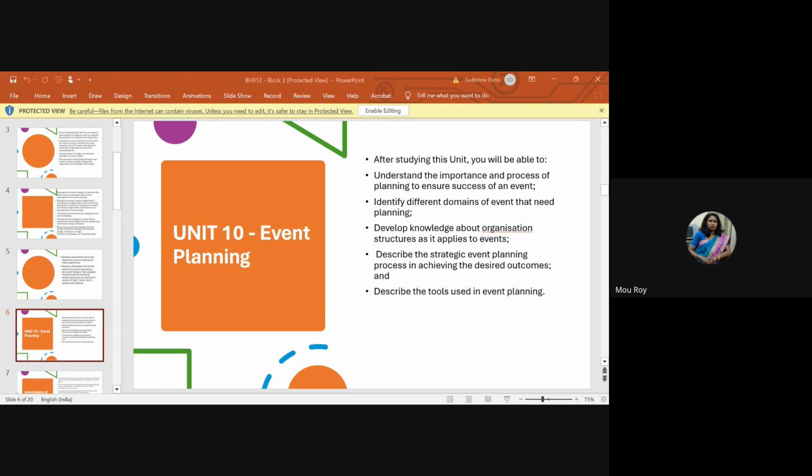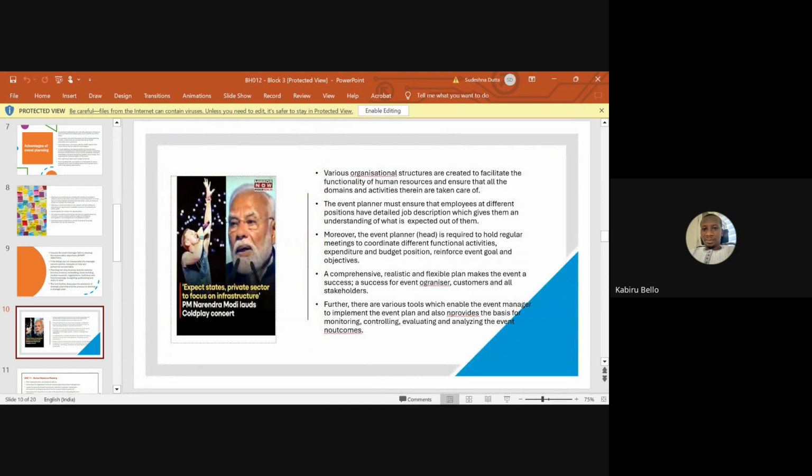He is Modi. Okay. But ma'am, I cannot see that slide. You are not able to see the slide? I can only see the slide that made mention of Unit 10 event planning. One minute. Now I can see the picture.